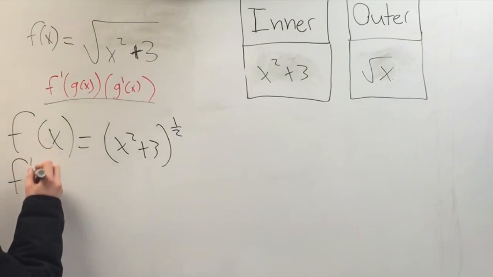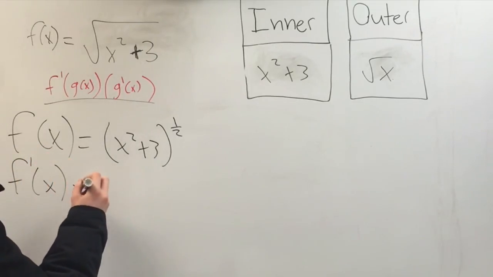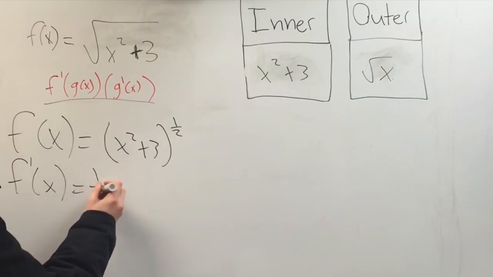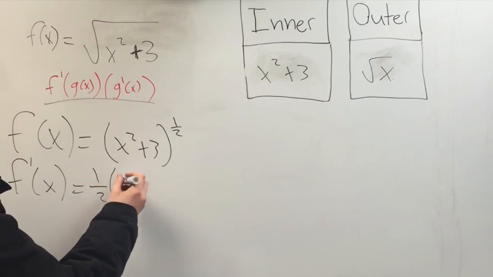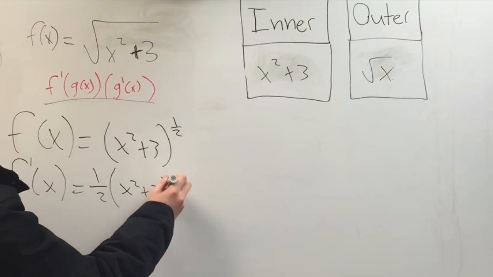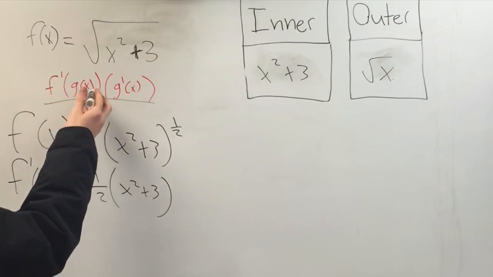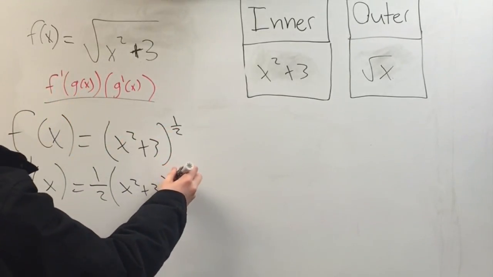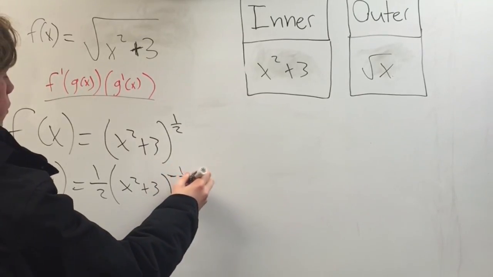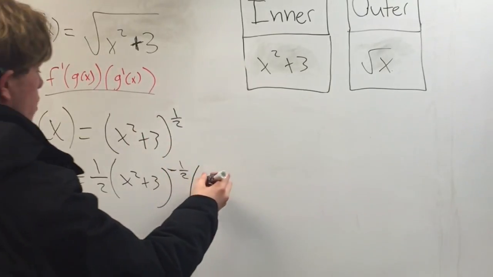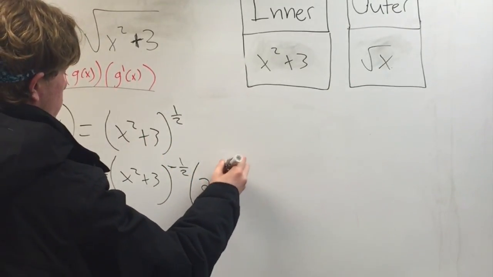Next we'll take the derivative. So using the power rule, move this up to the front: 1/2 times x squared plus 3. Once again, f prime of g of x. As you do that, reduce that by 1, so this would be to the negative 1 over 2. And then all multiplied by g prime of x, which would be 2x.